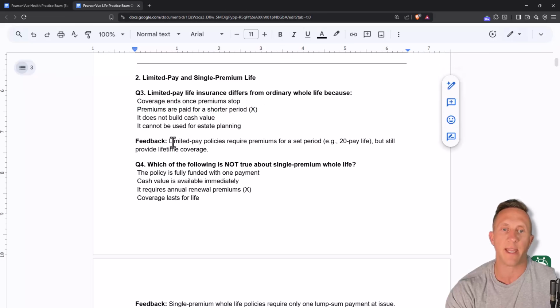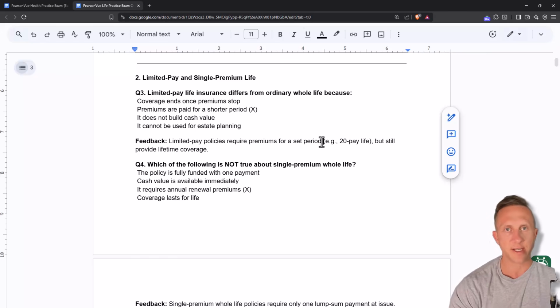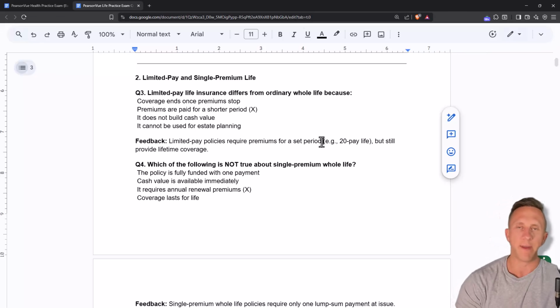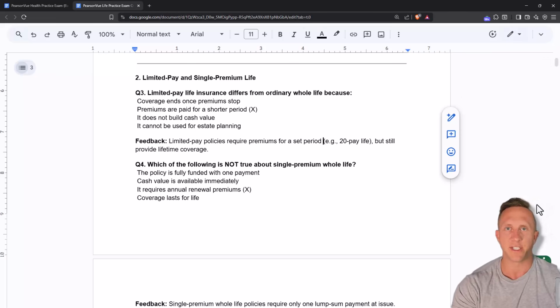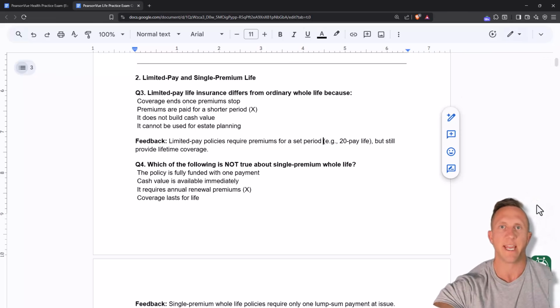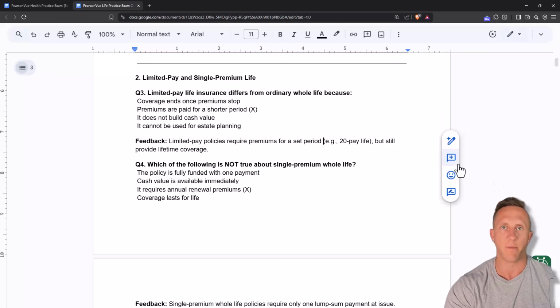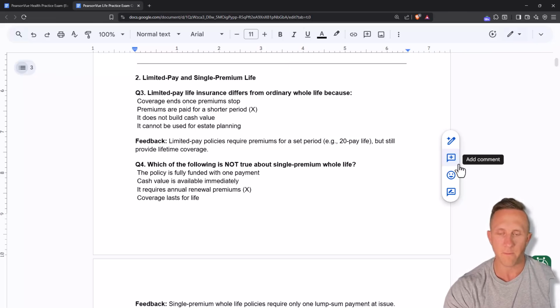That is correct. Limited pay policies require premiums for a set period, like 5 years, 10 years, 20 years. Or even they might end at a certain age. Sometimes people will get limited pay policies that are paid up at age 65. So that means at age 65, the insured no longer has to make payments. Why would they do that? Well, people retire at age 65. So it makes sense to not want that payment as part of your retirement plan.